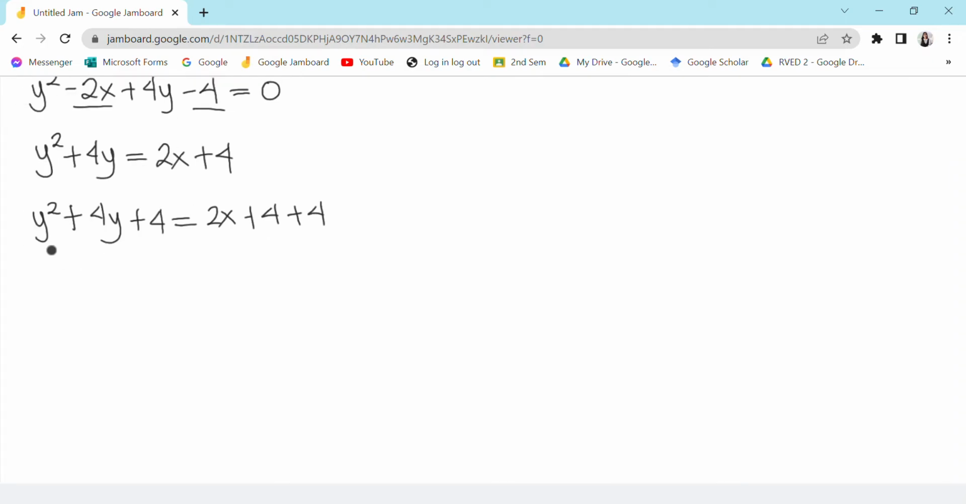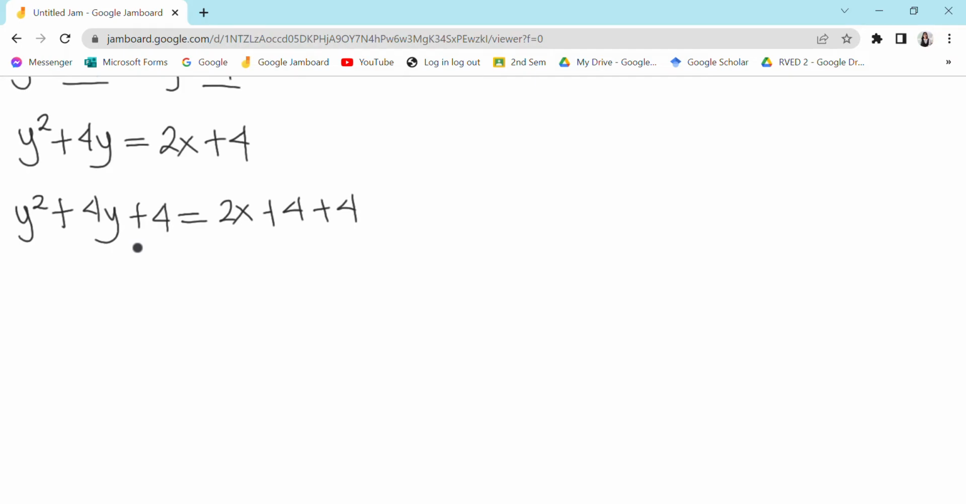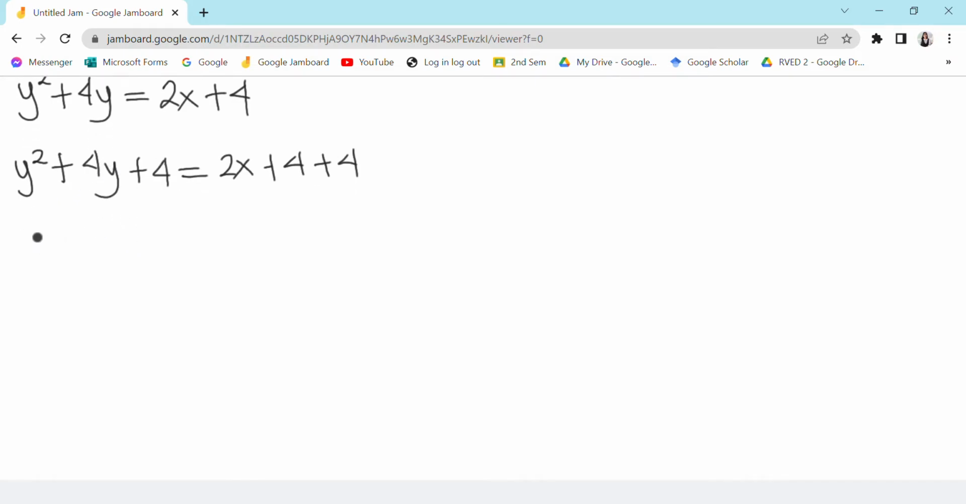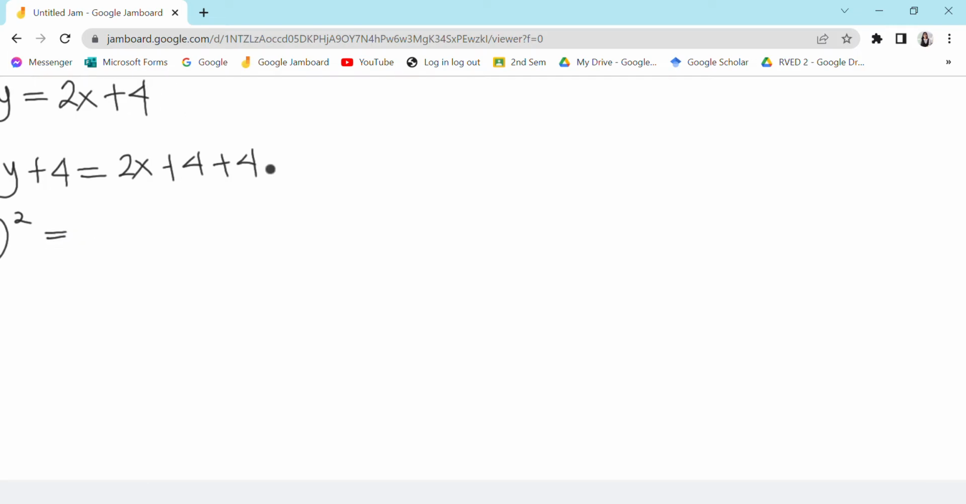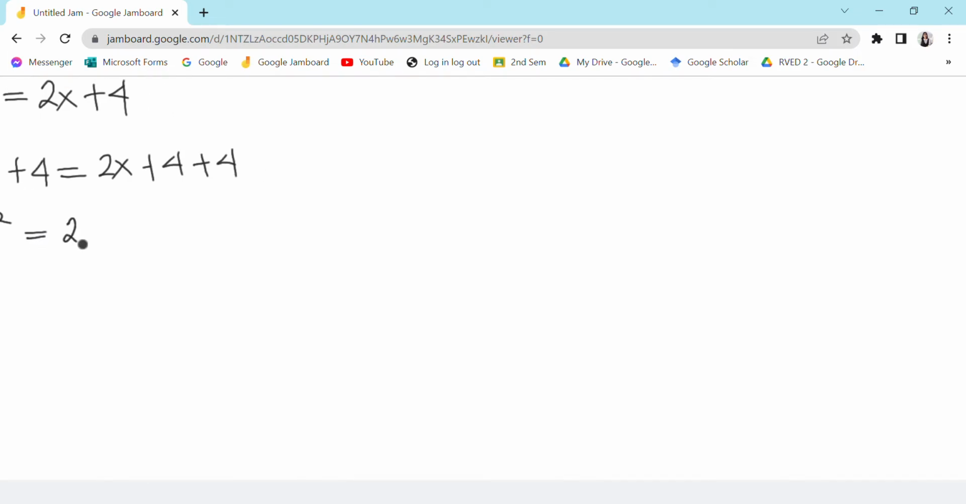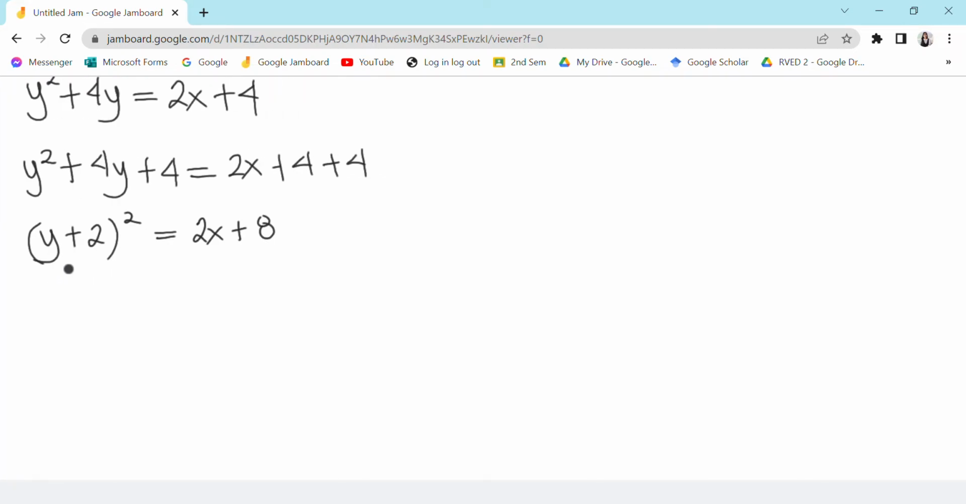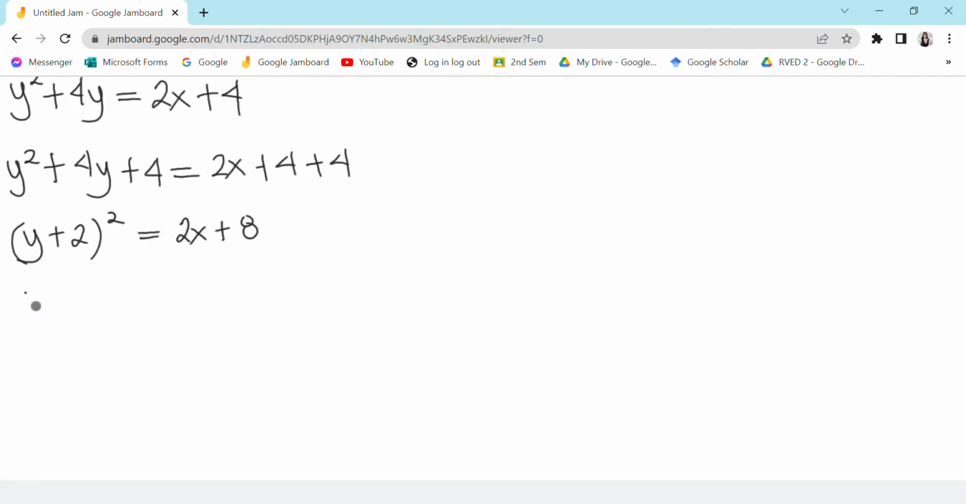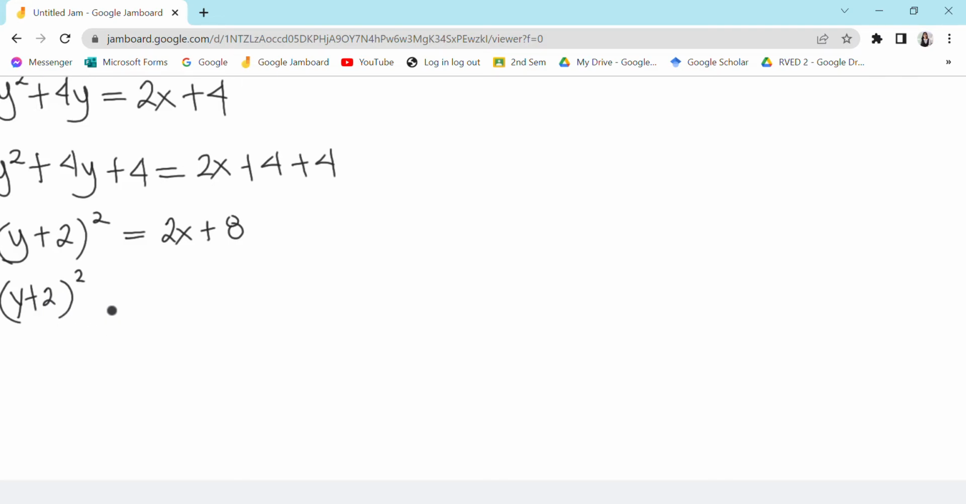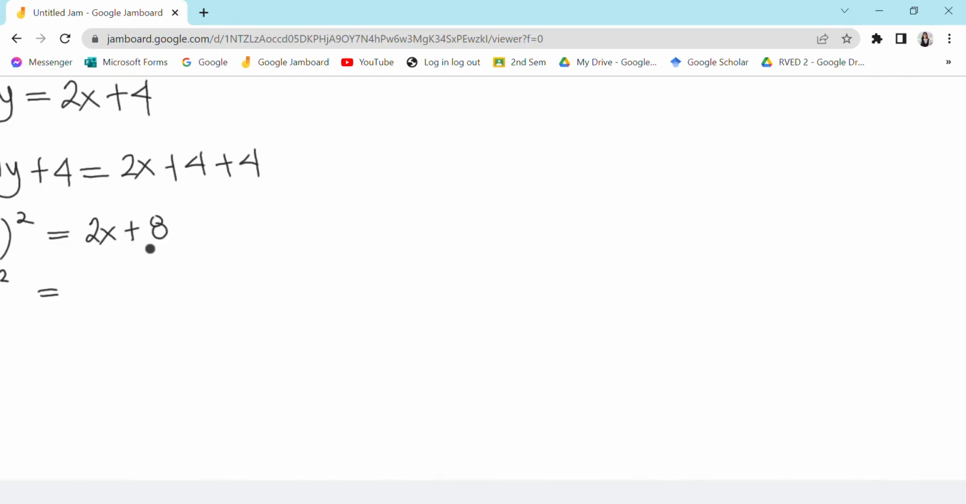Okay? And then, we can now factor this trinomial. So, factoring this, we'll have y plus 2 quantity squared. Okay? And then equals, combining like terms on the other side, 2x plus 8. So, this will be our form. And then, this is almost done. The binomial squared on the left side is okay. The terms on this side should be factored out because there should be only 1 as the coefficient for x.